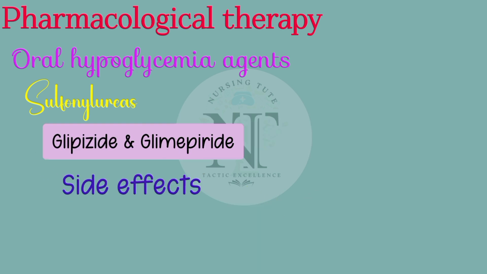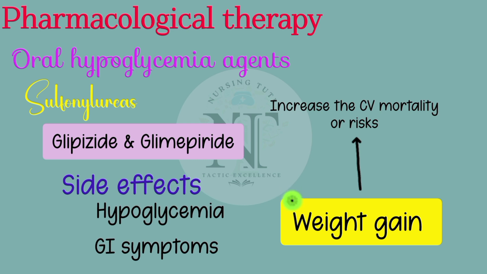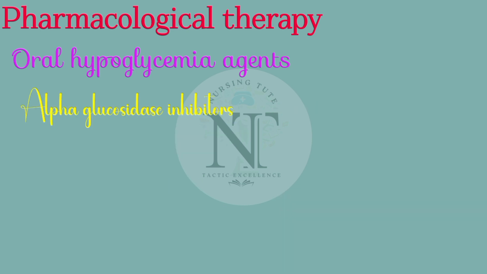The side effects of these drugs are hypoglycemia, mild GI symptoms like nausea, vomiting, and weight gain. If a patient has cardiovascular risk, he should avoid these medications because these medications can cause weight gain. The next group of drugs we are going to see is alpha glucosidase inhibitors, in which we see about acarbose.